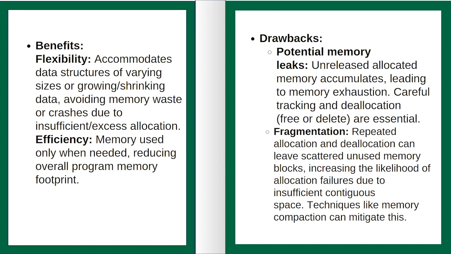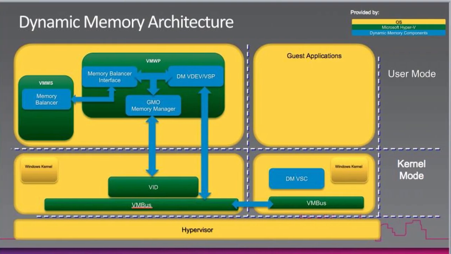Next thing is fragmentation. Repeated allocation and deallocation can leave scattered unused memory blocks, increasing the likelihood of allocation failure due to insufficient contiguous space. Techniques like memory compaction can mitigate this. Another is dynamic memory architecture. I'm not explaining that here. We need another day and another topic for that. So just take a quick glance at it and let's jump into the next part.